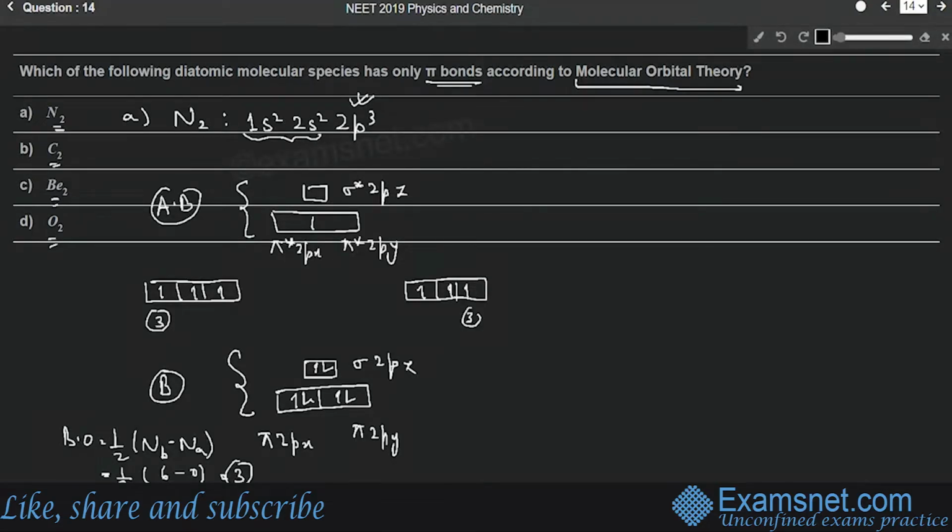And out of these triple bonds, one will be sigma bond and 2 will be pi bond. Why? Because one pair of electrons is available in sigma molecular orbital and 2 pairs of electrons are available in pi orbitals. Therefore, 1 sigma and 2 pi. So this cannot be the correct answer because we have to find out the one in which only pi bonds are available, no sigma bonds. So let's try for the carbon C2 molecule.